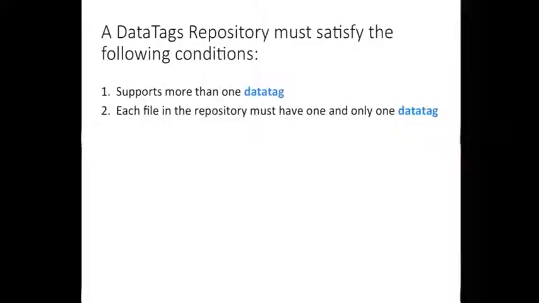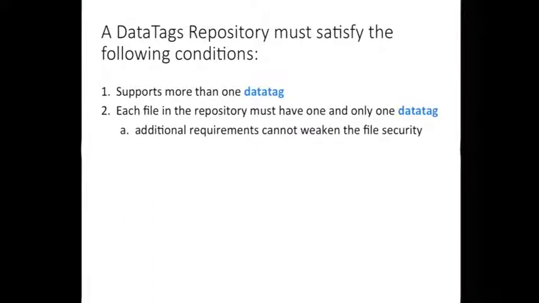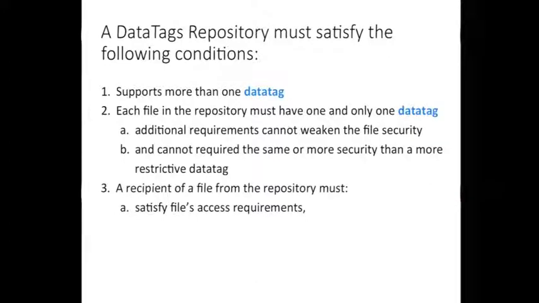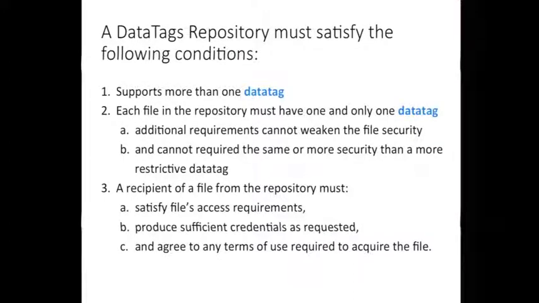So what does this mean more specifically for a repository? Well, it has to follow these conditions. First, for a data repository or a file system to support data tags, it has to support more than one data tag. If you just say, I'm supporting blue data tags, it's not enough to make it a data tag repository. Each file in the repository must have one and only one data tag. And additional requirements cannot weaken the file security and cannot require the same or more security than a more restrictive data tag. Then a recipient, the user that gets the file from a repository, must satisfy the file's access requirements, produce sufficient credentials as requested, and agree to any terms of use required to acquire the file.